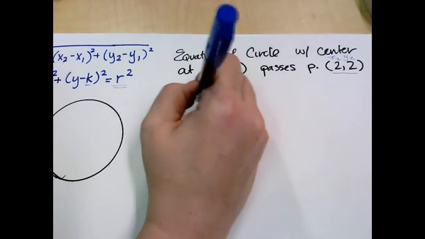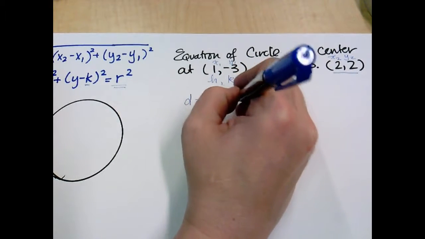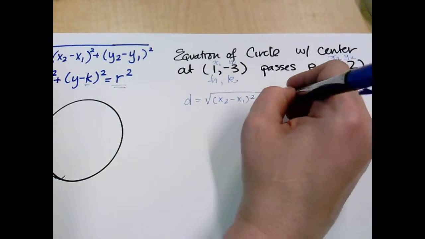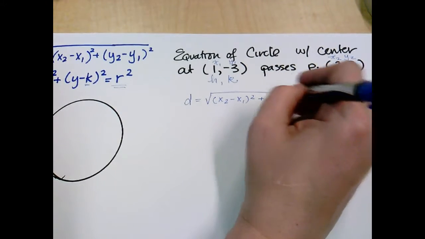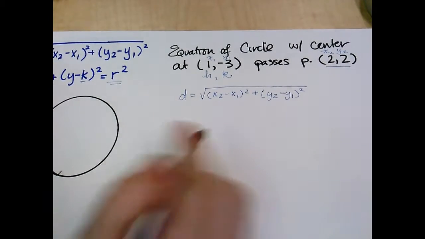So I've got distance equals the square root of (x sub 2 minus x sub 1) squared plus (y sub 2 minus y sub 1) squared. And then we take the square root of that whole piece. Remember that comes from the Pythagorean theorem.